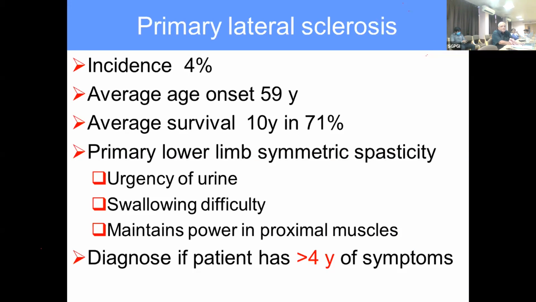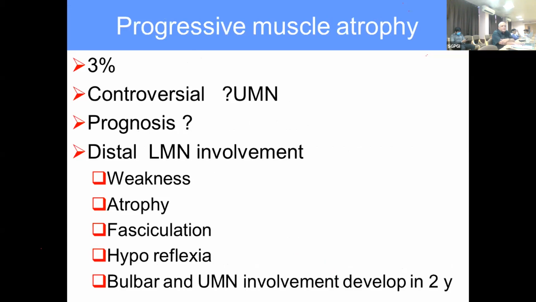They occur in advanced age. Average survival is more than 10 years in 70%. So this is a very slow progression, and these patients live long enough. They may have urgency of urine, swallowing difficulty, and they maintain power in the proximal muscles. They may be walking quite well. And we should not diagnose it till 4 years of symptoms have been observed, because otherwise this may lead to errors. So this is a very slowly progressing disease and is a pure motor lower limb spasticity. Looks like lathyrism in a way, which I will discuss again.